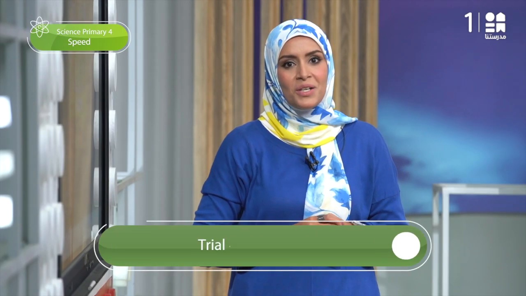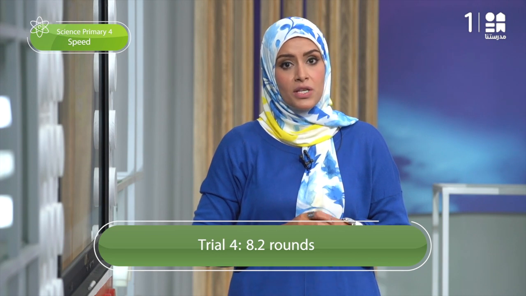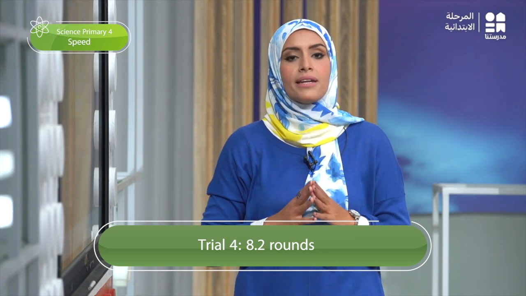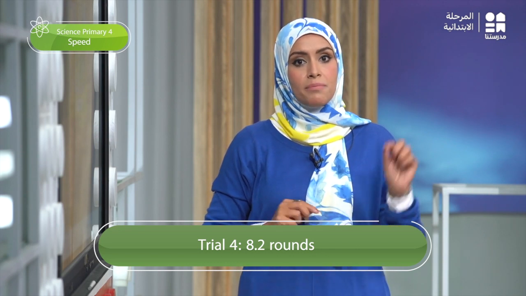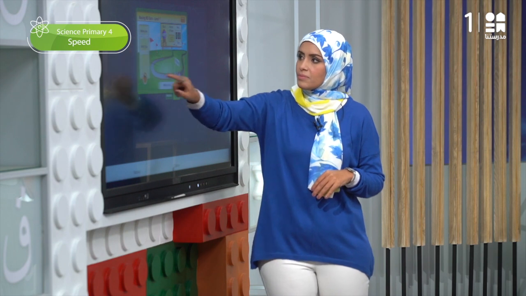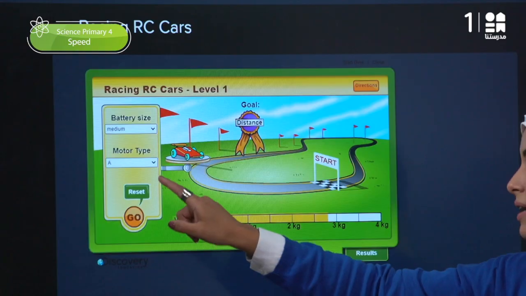2 laps. We will know the different distances we recorded in all trials to analyze the data accurately when we see the results. We will try the medium and large batteries with the 3 types of engines. Let's start the medium battery and motor type B.